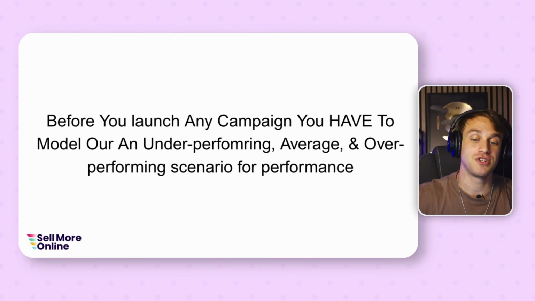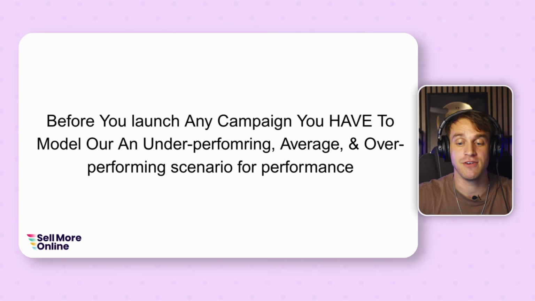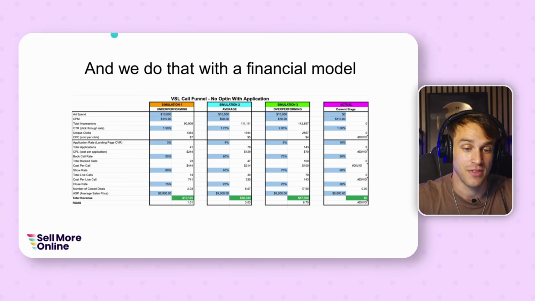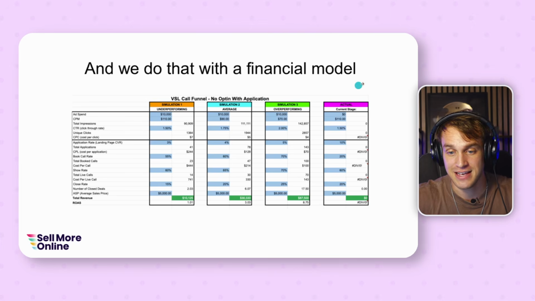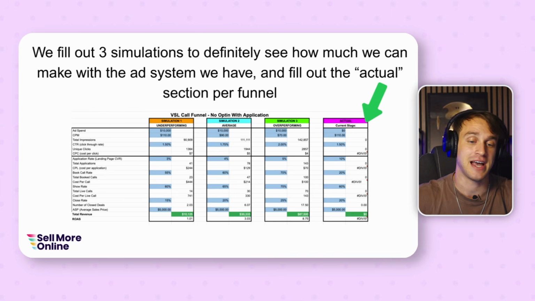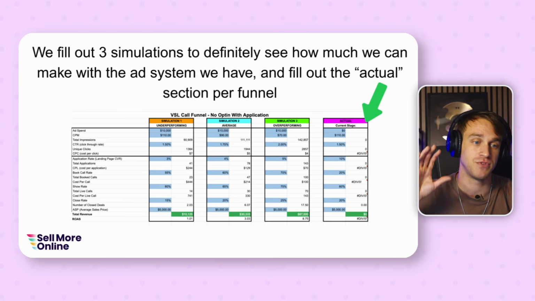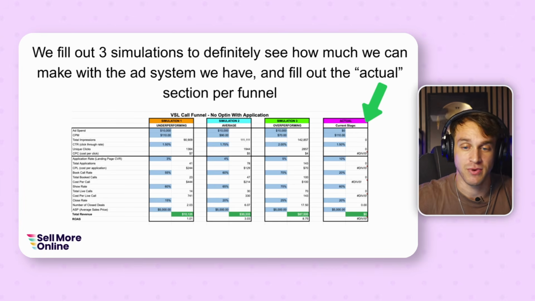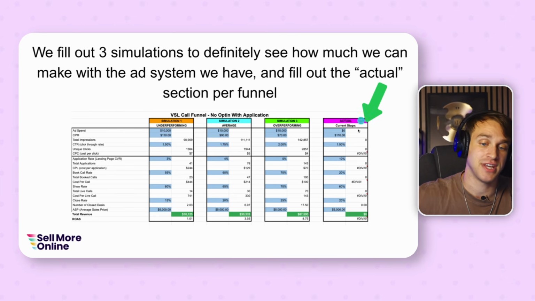And here's the thing, financial models, you say, sounds pretty good, right? They are good, if you know how to use them. Before you launch any campaign, you have to model out an underperforming, an average, and an overperforming scenario for performance. So again, we do that with a financial model that looks like this. So you need to have clear expectations before you actually go in and launch an account. We do this on every single funnel before you launch it. So we fill out 3 simulations to definitively see how much we can make with the ad system we have and fill out the actual section per funnel.